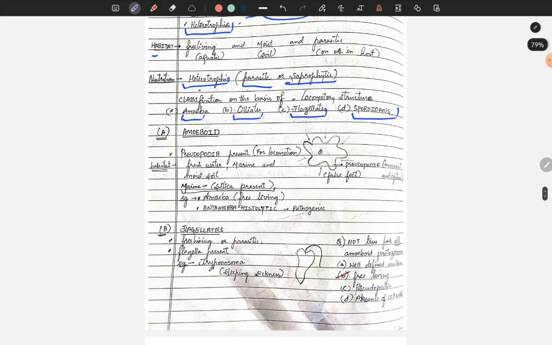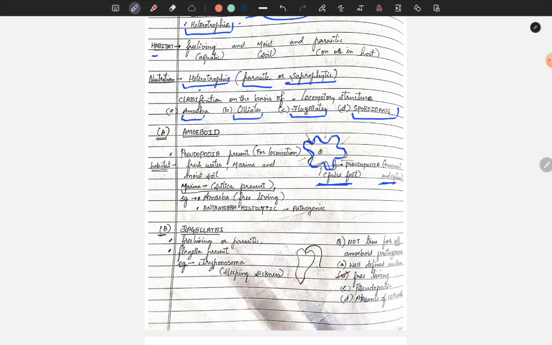Pseudopodia is present, guys, for locomotion. Pseudopodia is the locomotor structure in amoeba. These structures are pseudopodia. For movement and capture, it is also called false feet because it is not developed completely. So they are given the term false feet. Now coming to marine. In marine amoeba, silica is present.